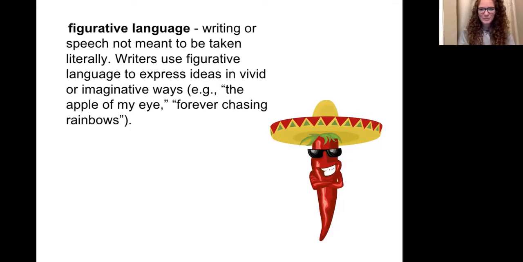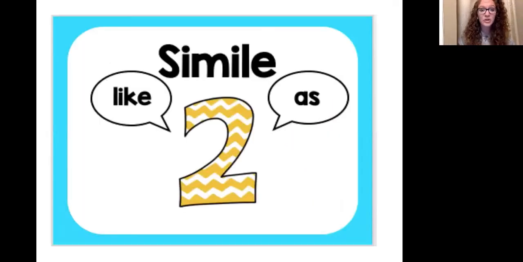So that's why we have Mr. Pepper down there. Everybody cross your arms and say, spicy. Yeah, it's going to make our reading and writing a lot more interesting. As fourth graders, we're going to take figurative language to the next level and really think about what the author is trying to communicate. So here's our first figurative language vocabulary term.